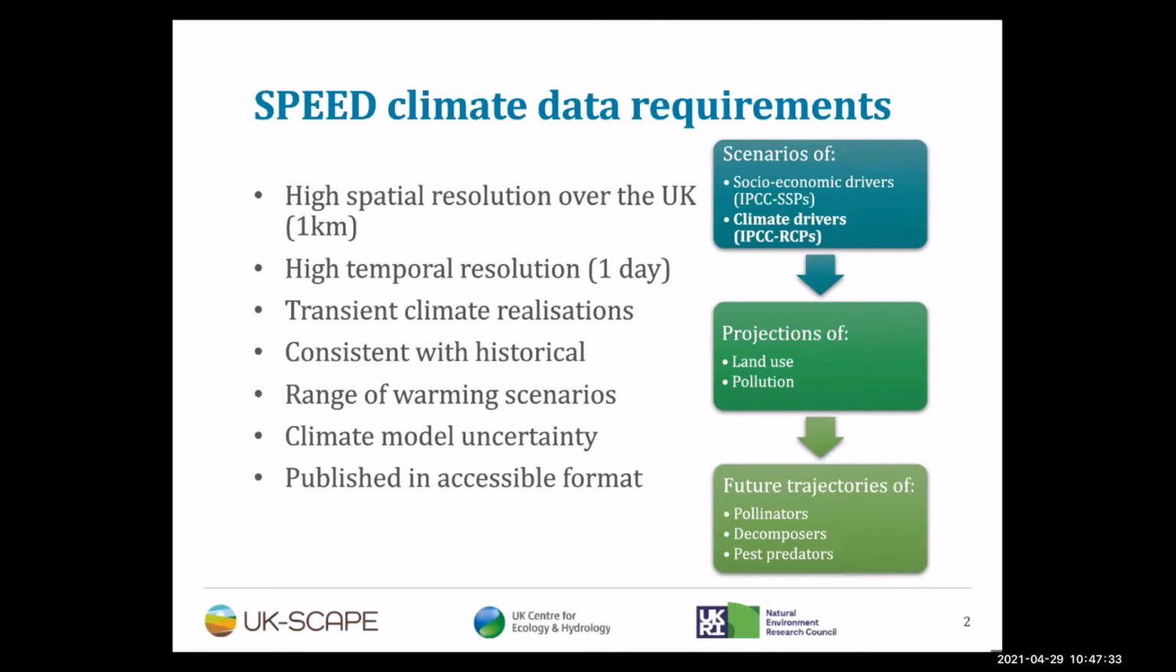We want an estimate of climate model uncertainty. If you run the same climate model twice, or you run different climate models, you'll get different estimates of climate change. So we want to have an idea of how much our projections are uncertain due to the uncertainties in the models. And finally, we want data that is published and accessible, partly for reproducibility and partly because we're building a framework that people could extend and use for other bits of research. We want to make sure that people can use the same climate data that we used to drive their models.